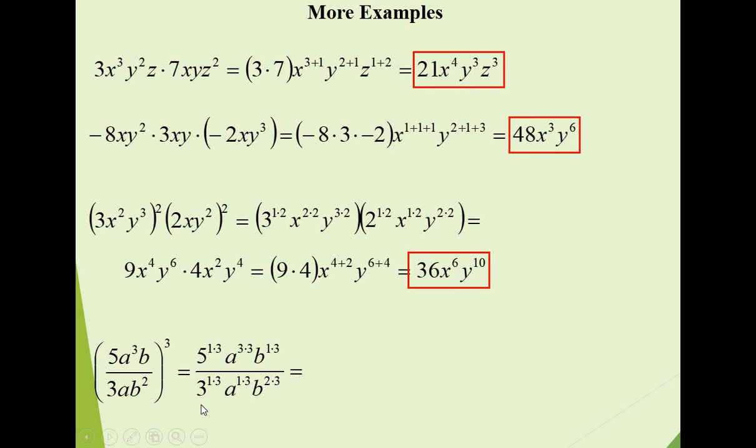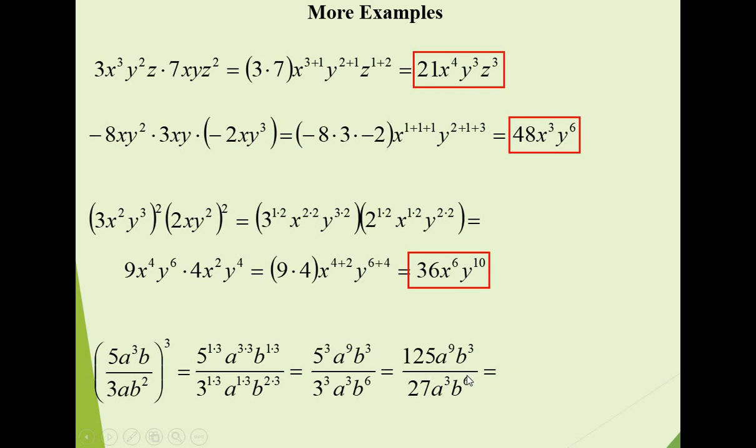All right, then this can further simplify to give 5 to the third, a to the 9, b to the third, all divided by 3 to the third, a to the third, and b to the 6. Now note that 5 to the third is just 125, and 3 to the third is just 27. So you can further simplify that to give you 125, a to the 9, b to the 3, all divided by 27, a to the third, b to the 6.